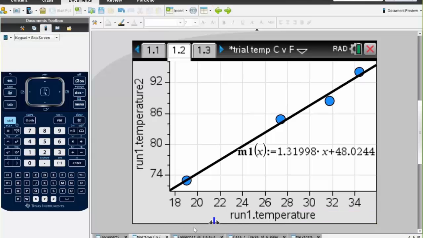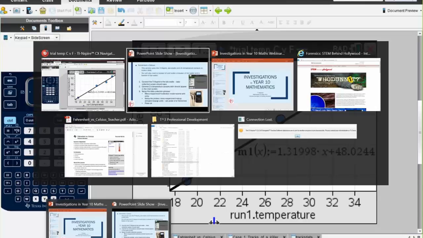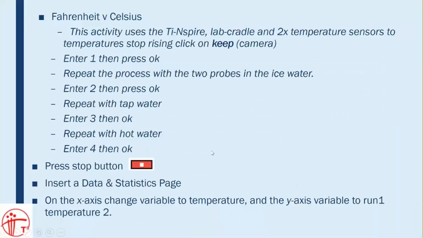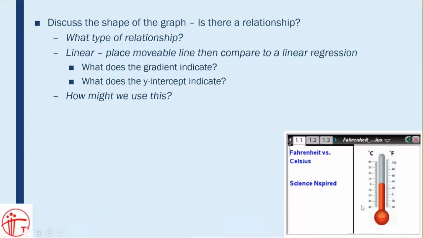Now, what we are actually able to access as well, and you can work with different parts, is that I mentioned before on the TI website, the American one, there's actually an activity called Fahrenheit and Celsius. And it actually goes through and introduces and gives the instructions for everything that I've just done.